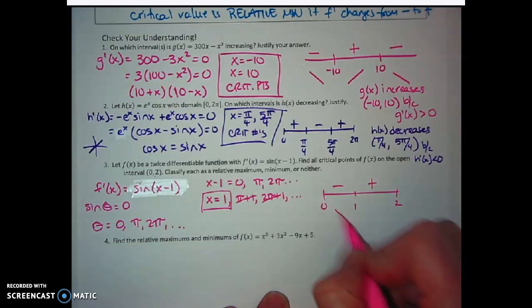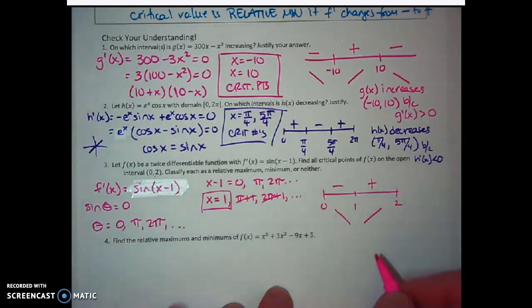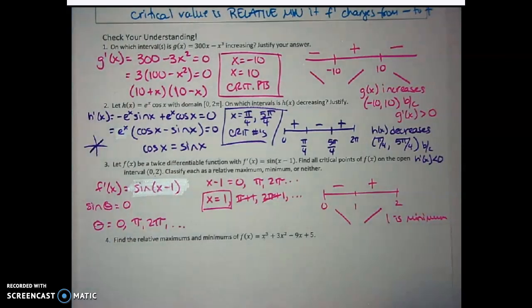So this function decreases and then increases. Therefore, we can tell simply by looking at those slopes that I just drew in that 1 is a minimum, because the function decreases and then increases.